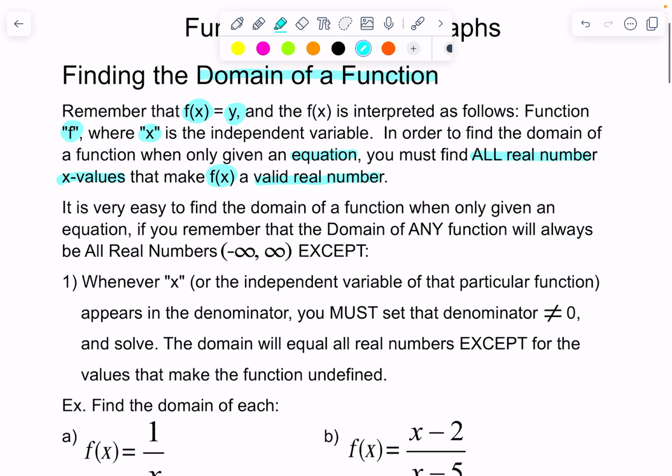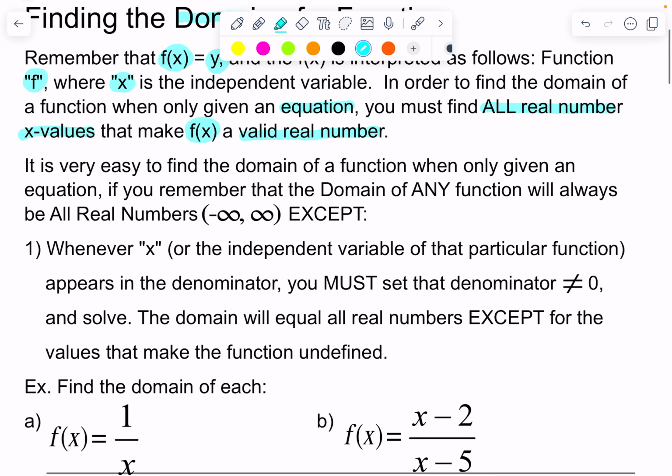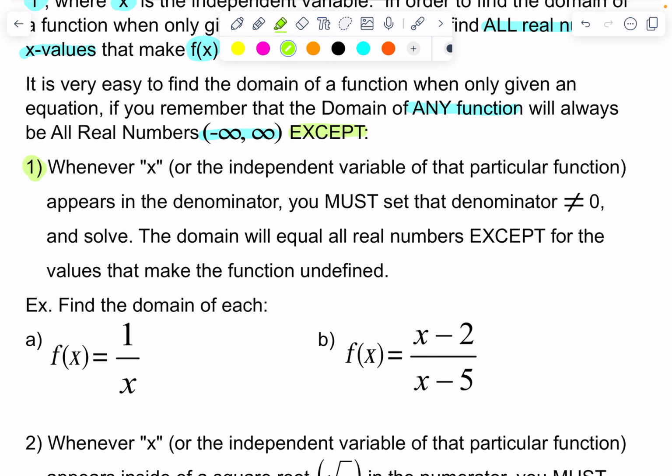It's very easy to find the domain of a function when only given an equation if you remember that the domain of any function will always be all real numbers, which goes from negative infinity to infinity in interval notation, except there are three exceptions. Number one, whenever x, or the independent variable of that particular function, appears in the denominator, you must set that denominator not equal to 0 and solve. The domain will equal all real numbers except for the values that make the function undefined.